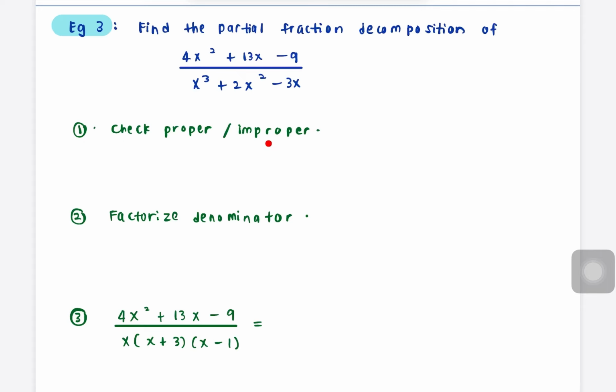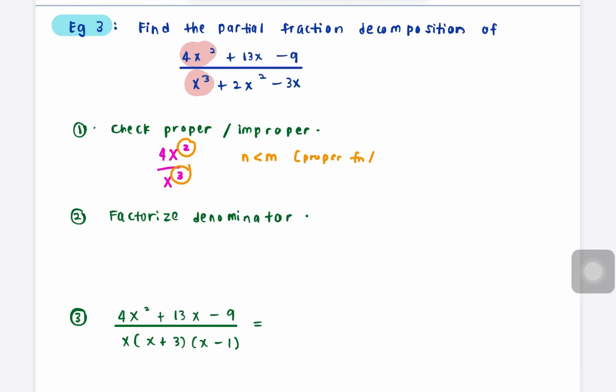improper fraction. So how to check? Just focus on the leading term for the numerator and denominator. So you have 4x squared over x cubed. In this case, the power of the numerator is 2 and the power of the denominator is 3. So n is less than m. So this one is considered a proper function.